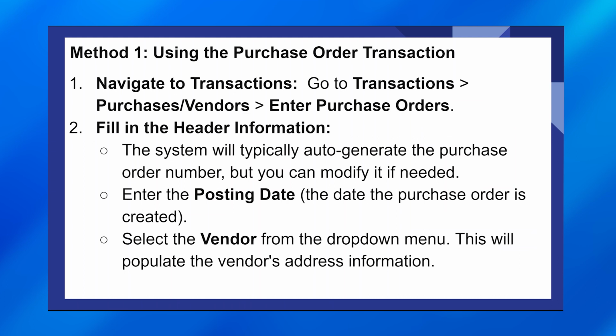The system will typically auto-generate the purchase order number, but you can modify it if needed. Enter the posting date. Select the vendor from the drop-down menu. This will populate the vendor's address information.